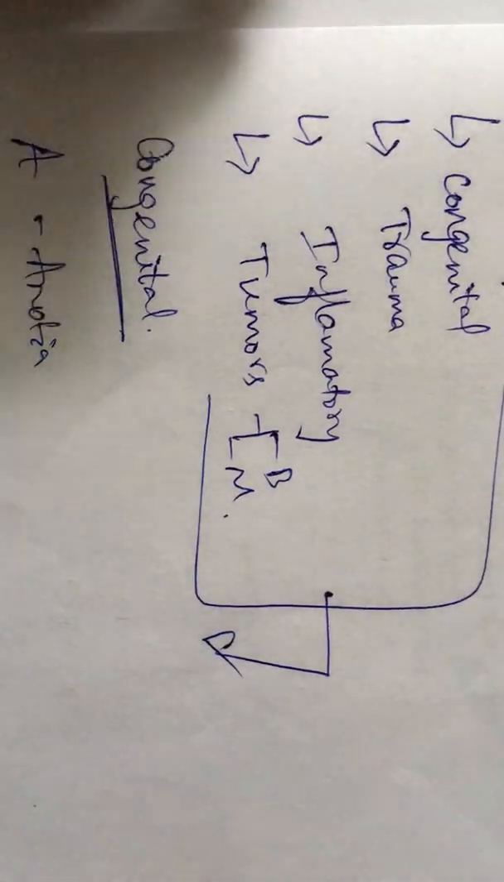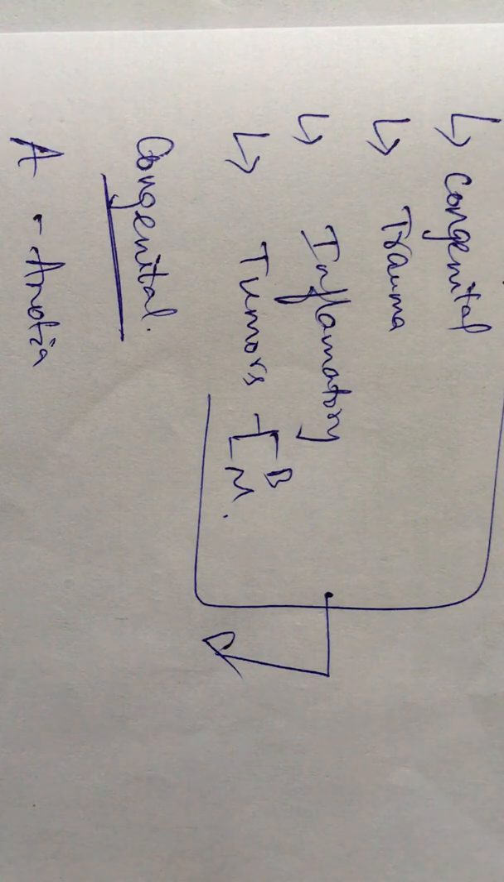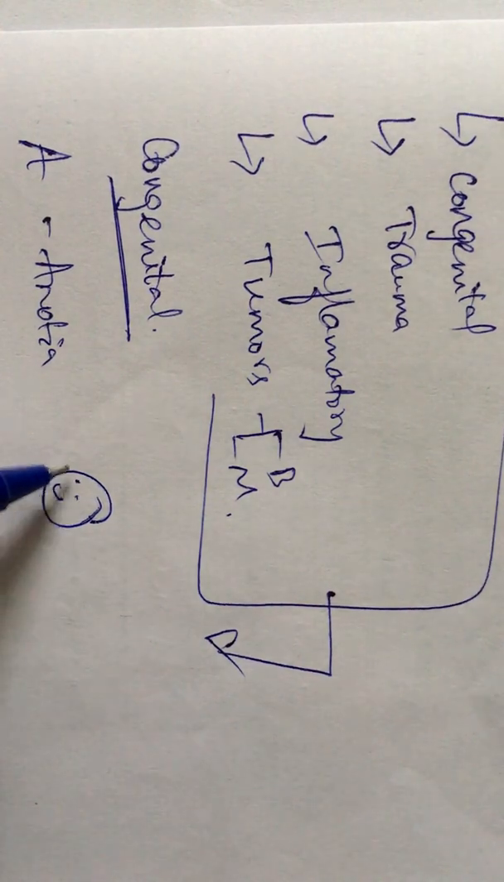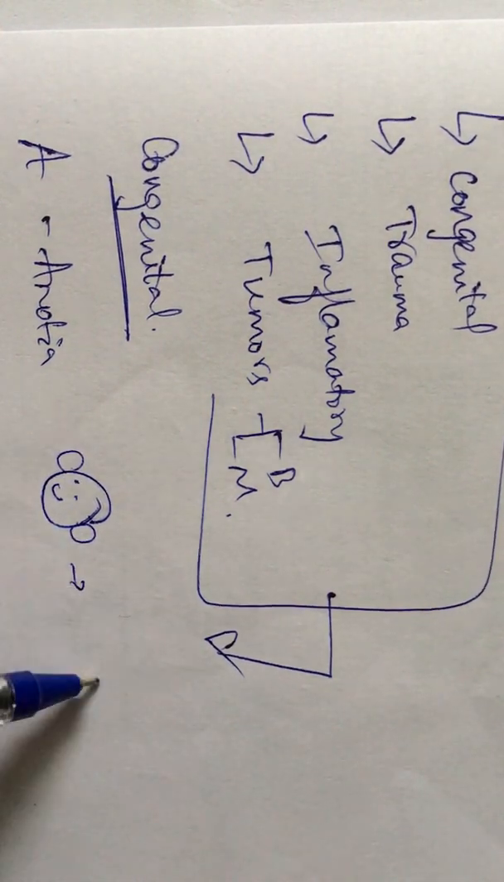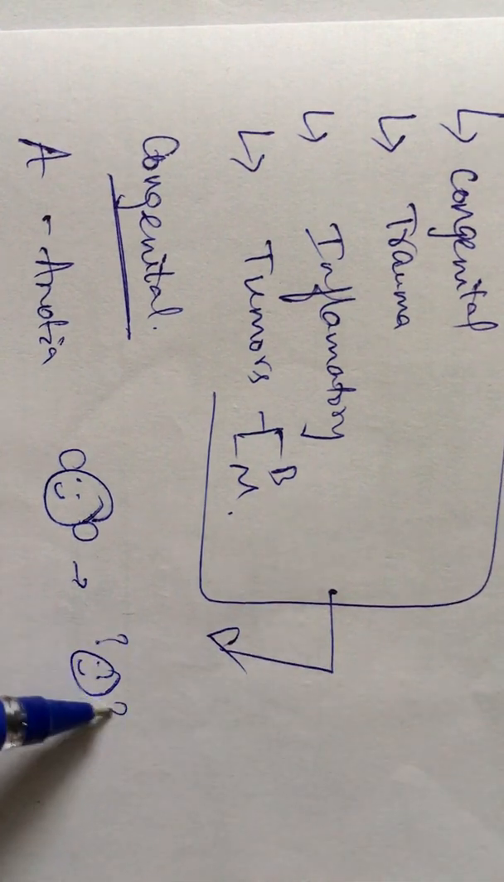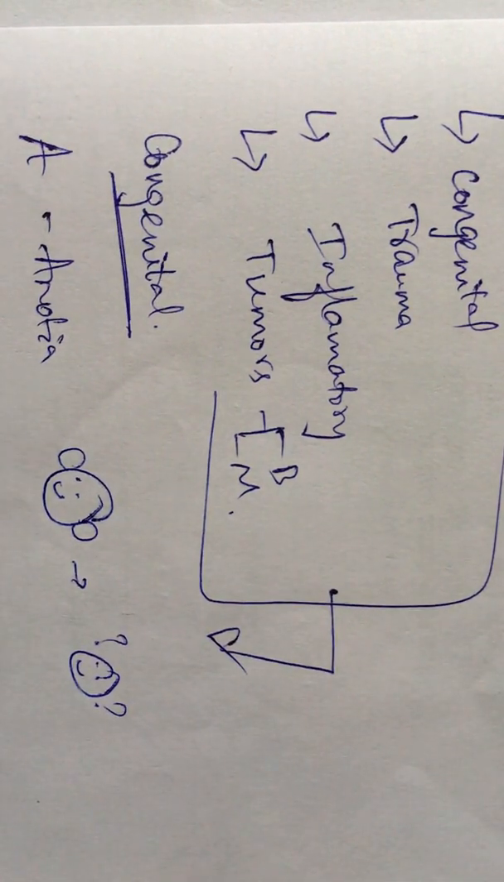So the first one is anotia. Anotia meaning absent ear. If there's no ear, meaning the person has a face, but instead of having ears like these, the person is just like this. There is no ear. So that is called anotia.